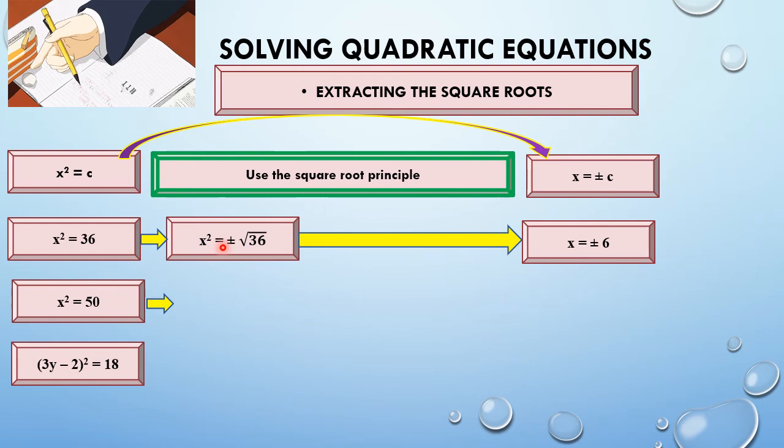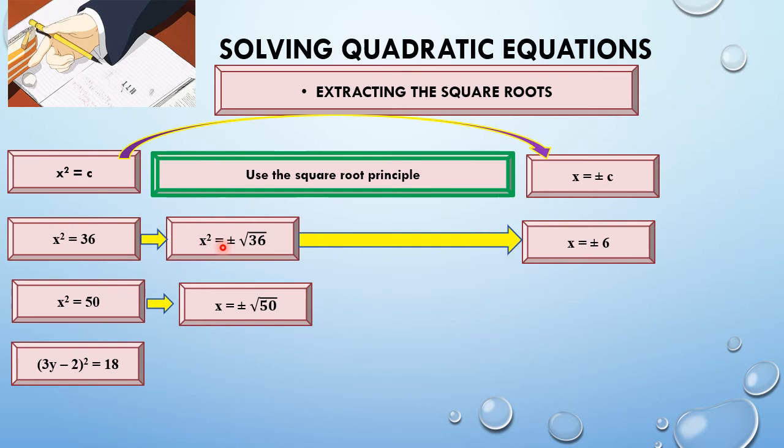So let's have another one. How about x squared is equal to 50? As you can see, 50 is not a perfect square. Is there a number that you multiply by itself, the answer is 50? So remember, multiply, not add. So let us factor out 50.